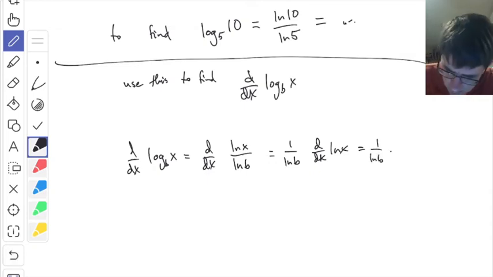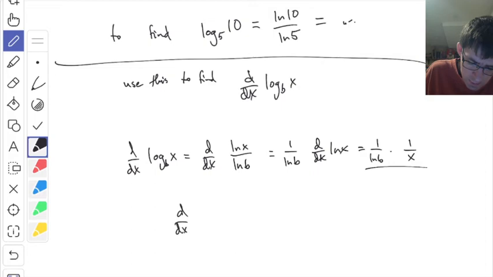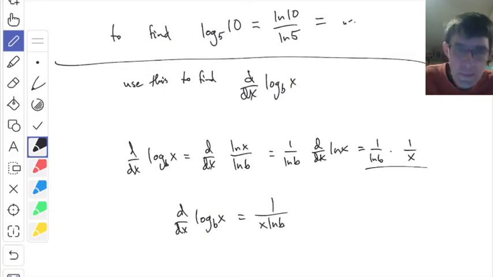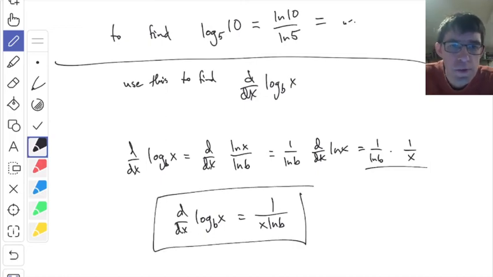Yeah, 1 over x. I hope you remember that. And this is the formula for the derivative of the log with a different base. So I will write that again. Derivative of log with base b of x is, usually it's written this way, 1 over x ln b, which is the same as just a rearranged version of what I wrote just a moment ago. All right. So this is the derivative of the log with a different base. You get 1 over x ln b.